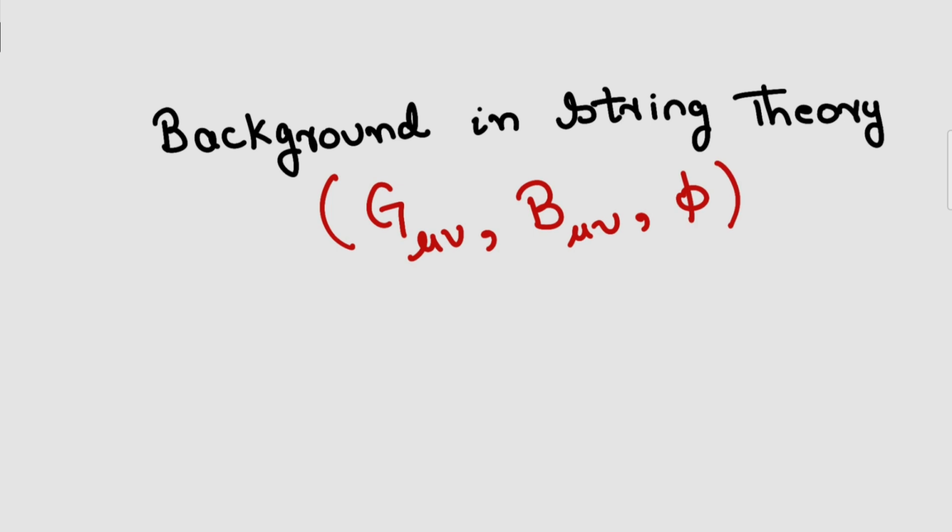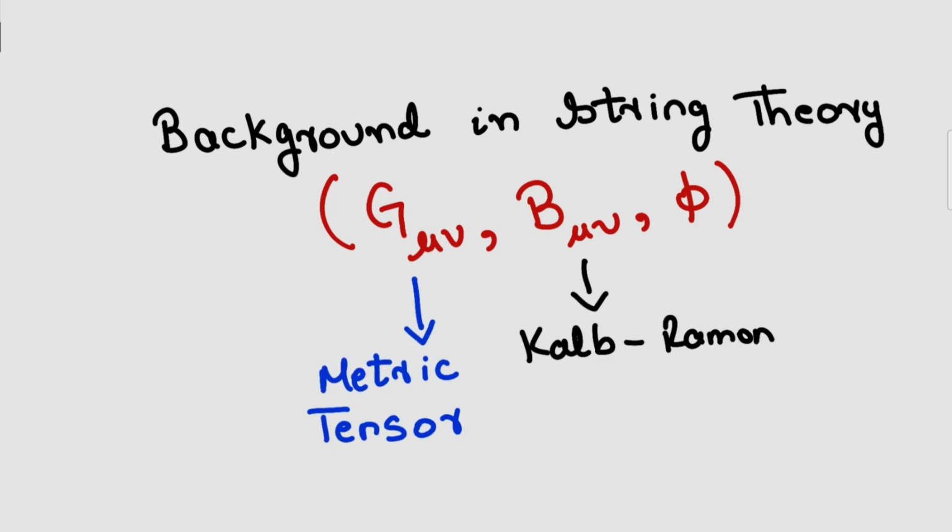In string theory, by background, we mean a set of three fields. These three fields are the metric tensor G, a field called the Kalb-Ramond field, which is an antisymmetric tensor field and is referred to as the B field, and a scalar field called the dilaton field, called phi. So a background is defined as the trio G, B and phi.